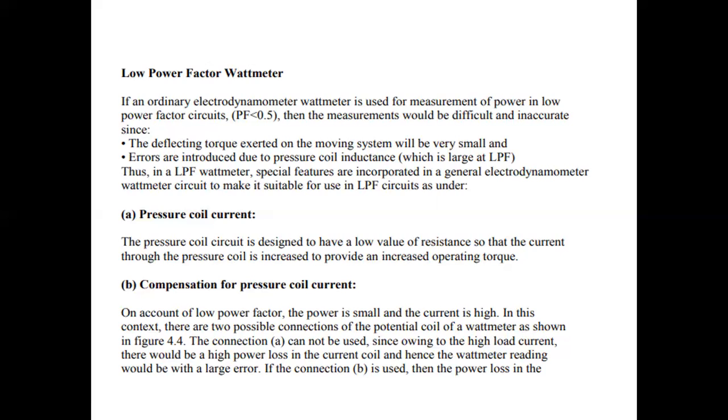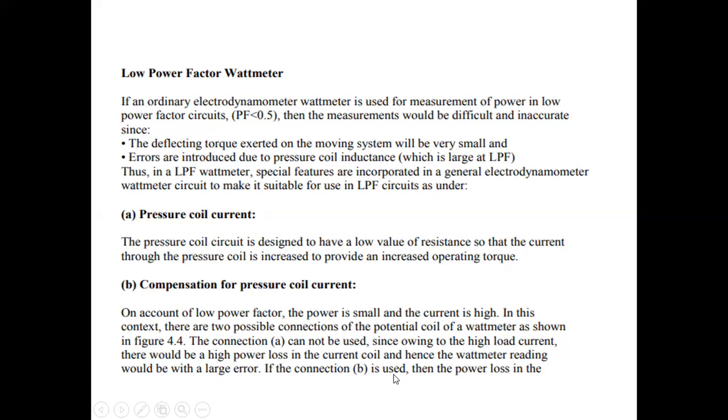In this context, there are two possible connections of the potential coil of a wattmeter shown in the figure. Connection A cannot be used, since owing to the high load current, there will be a high power loss in the current coil, and hence the wattmeter will have a large error.